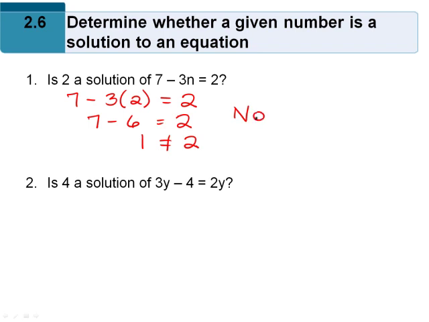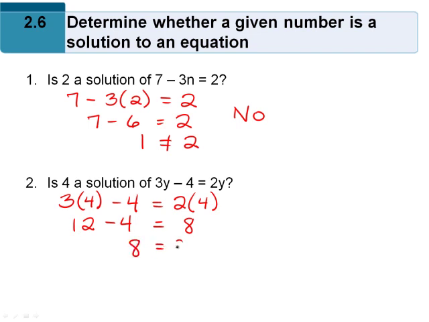Now, the second one is, is 4 a solution of 3y minus 4 equals 2y? The main difference here is that you've got variables in two different places. So you're going to plug in 4 everywhere there's a y. We're going to have 3 times 4 minus 4, and we want to know if it's equal to 2 times 4. So the 4 goes everywhere that you have a variable. Let's look starting on the left side. 3 times 4 is 12 minus 4, and then if we work on the right side, 2 times 4 is 8. Now finishing up the left side, 12 minus 4 is 8, and that equals 8, so the answer is yes.